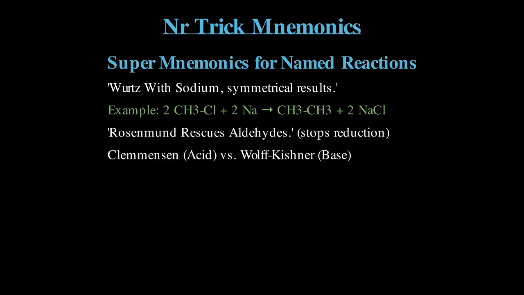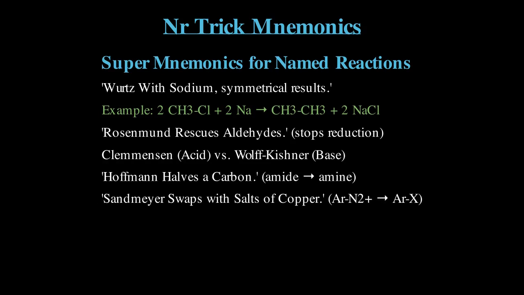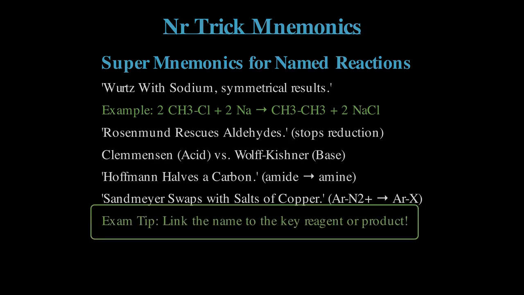Then, contrast two similar reactions. Clemmensen cleans with acid, Wolff-Kishner works with base. Both turn a carbonyl into a CH2 group. For amides, think Hoffmann halves a carbon. The Hoffmann bromamide degradation removes one carbon atom. For diazonium salts, Sandmeyer swaps with salts of copper. And finally, Williamson weaves ethers, and alkoxide plus an alkyl halide gives you an ether. These phrases make recall instant.